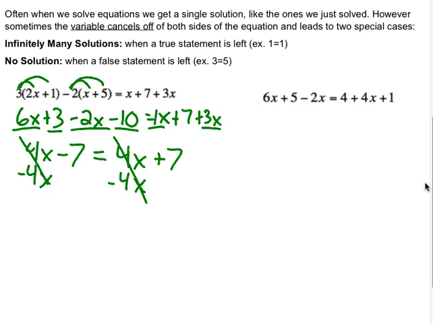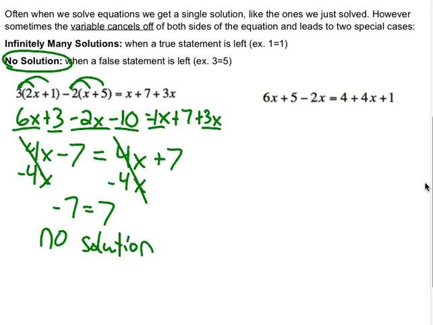Unfortunately, since it was the same thing on both sides, now it's absolutely gone. And in this instance, when it's absolutely gone, now I'm just left with nonsense. -7 clearly can't equal 7. So that's where this no solution comes in. The variable canceled out, and you are left with something that is nonsense. So that means no matter what x you originally choose, it's never going to work. You can never get that equation to work.